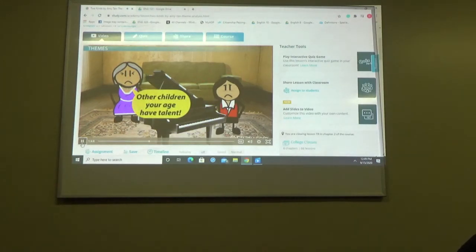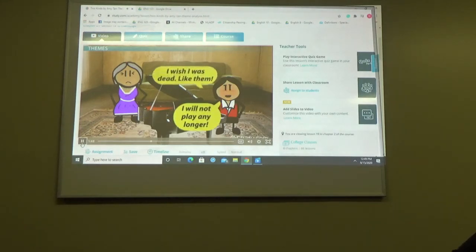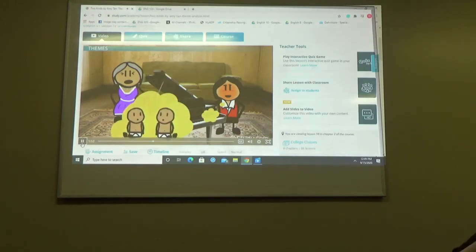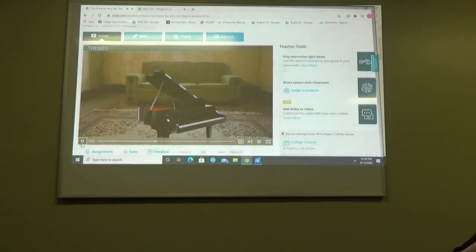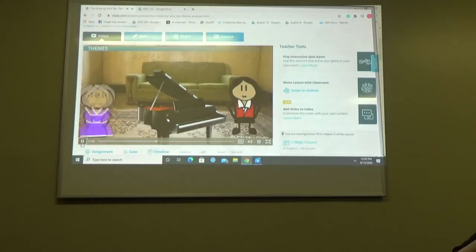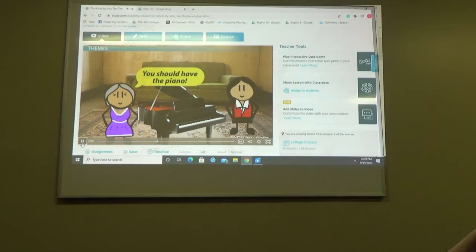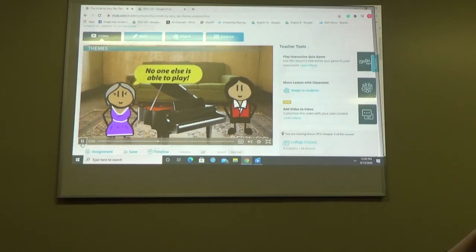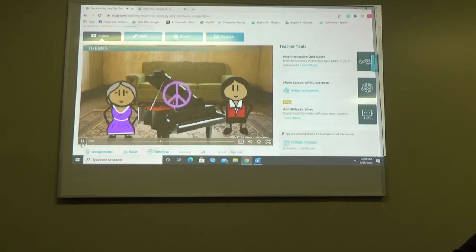The conflict comes to a head when Jing Mei flat out refuses to play anymore and tells her mother that she wishes she was dead like them, a reference to the babies her mother lost in China during her previous marriage. No one touches the piano for many years until Suyin gives Jing Mei the piano and tells her daughter she was the only one in the family who could play. Jing Mei understands the gesture is a peace offering, as well as a symbol of their relationship.